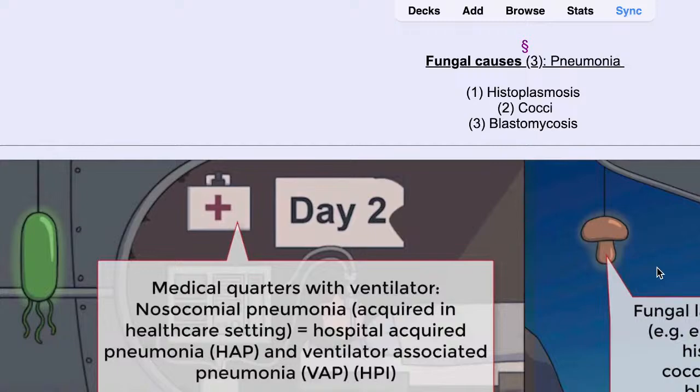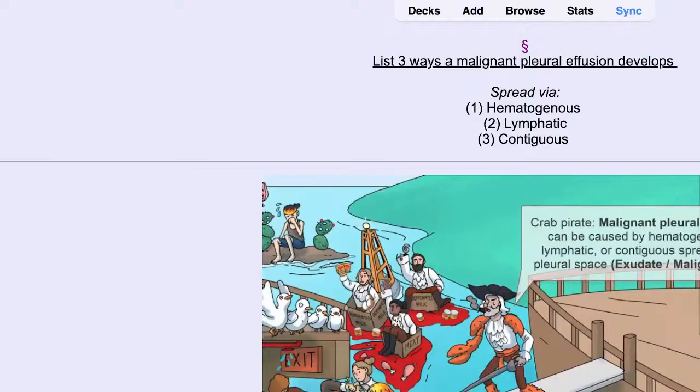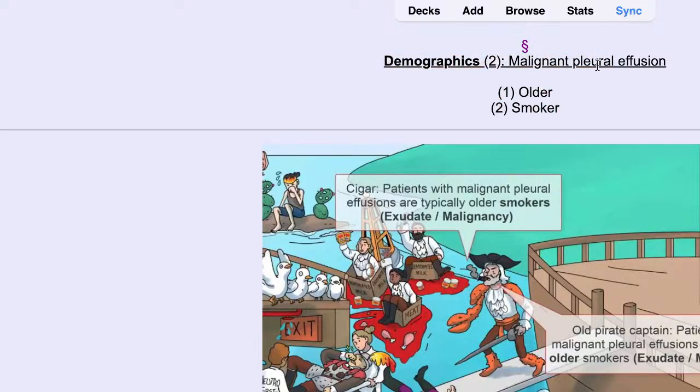Okay, so three ways malignant pleural effusion develops. What are the three ways? We have your hematogenous, we got your lymphatic. Demographic of the malignant pleural effusion: we have some old guy, we got a smoker. Old and smoker.